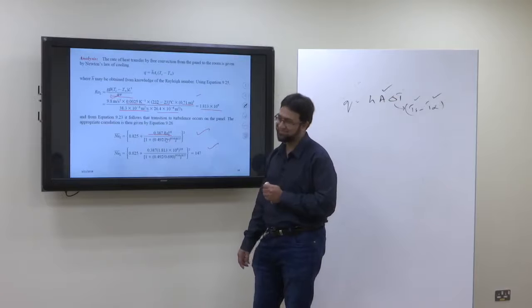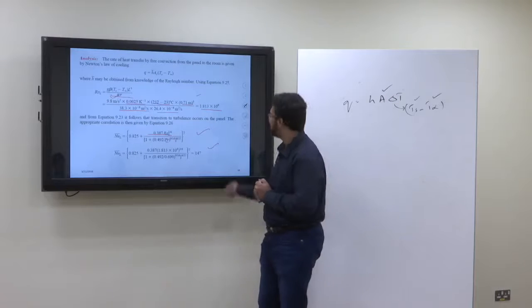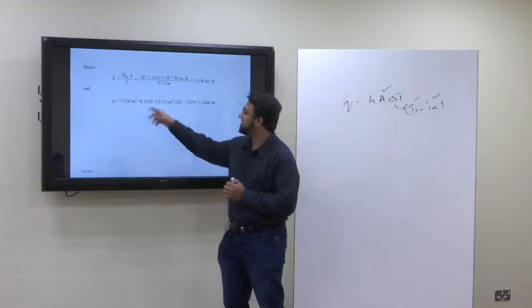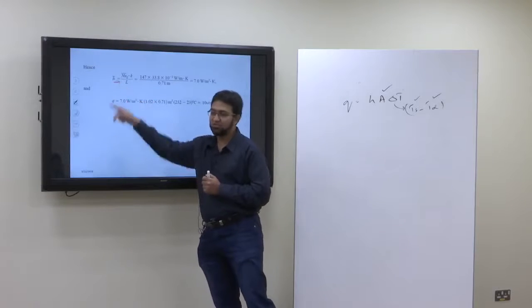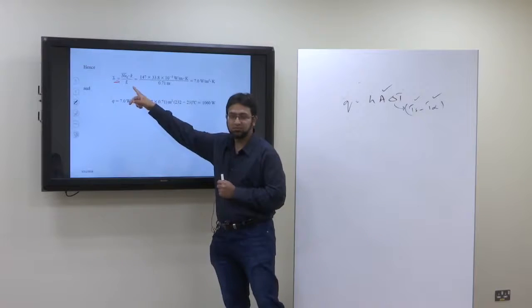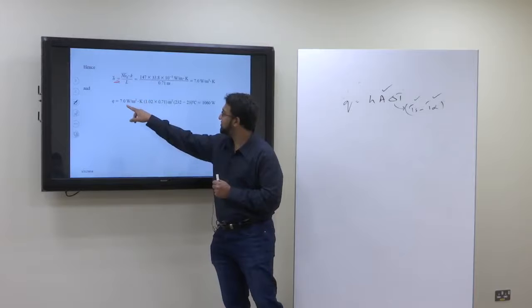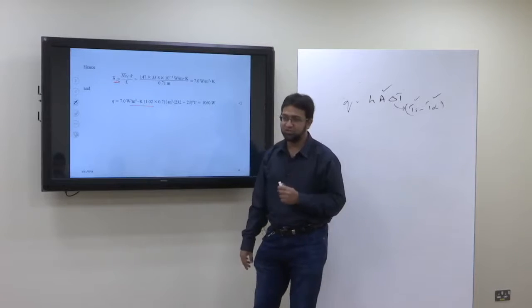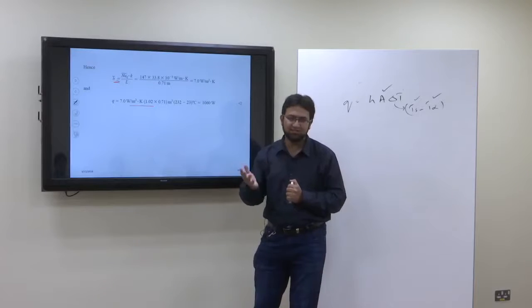Number. It's a number, no unit. Okay. So once you know the Nusselt number, you can find out what is the heat transfer coefficient, H. Again, you will use L as the height. And once you know H, then substitute it here, and you will know what is the heat transfer. As simple as that.